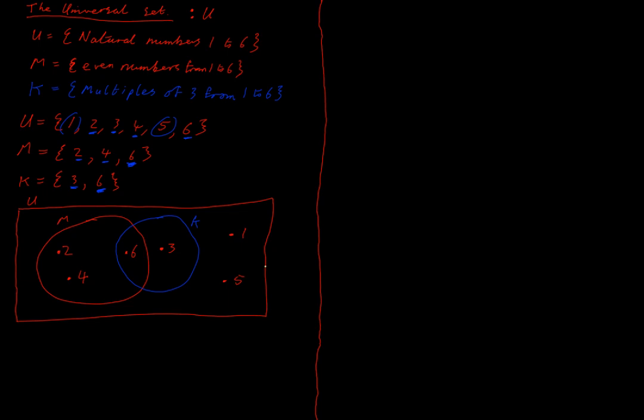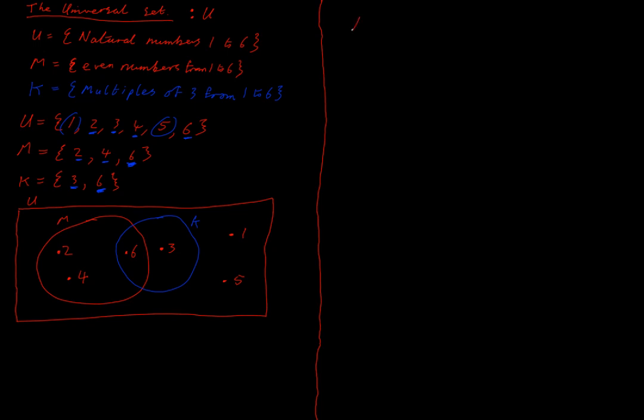And they are the elements that are in the universe but aren't in either M or K. And that's what we can learn from our universe. Now let's do a few quick questions to remind ourselves of our language for sets.